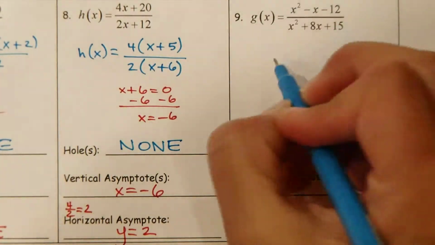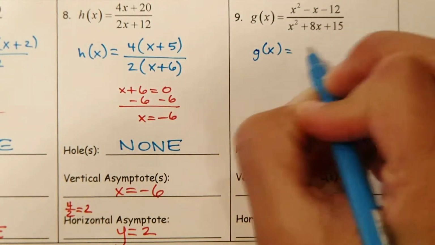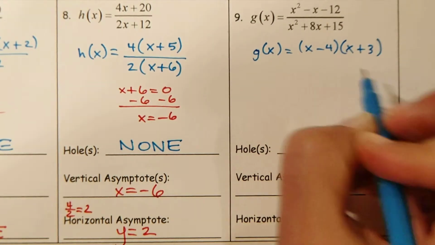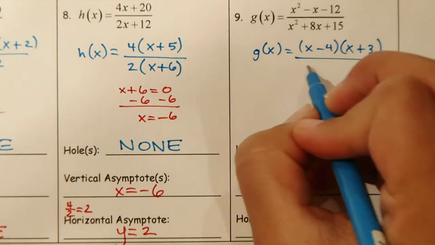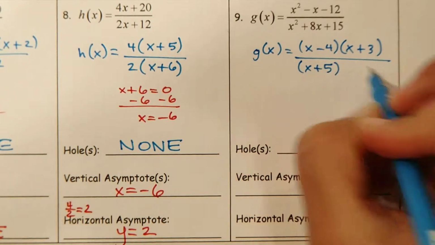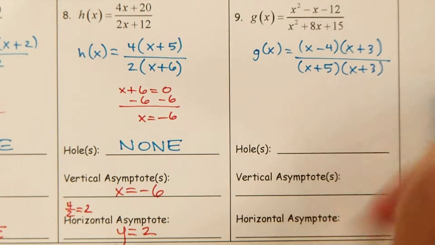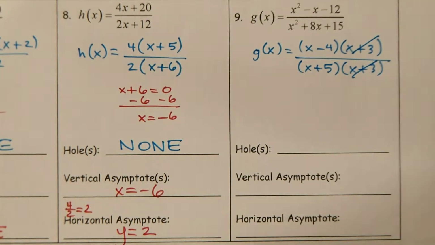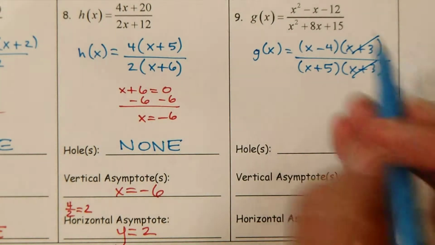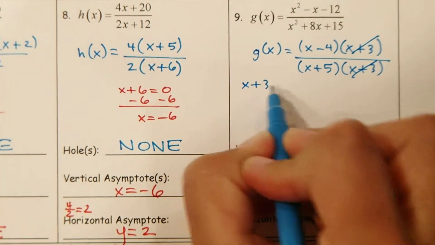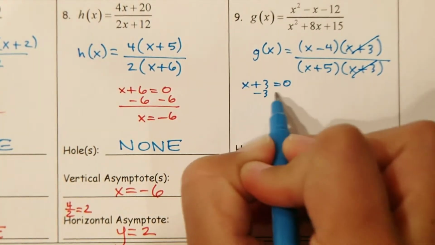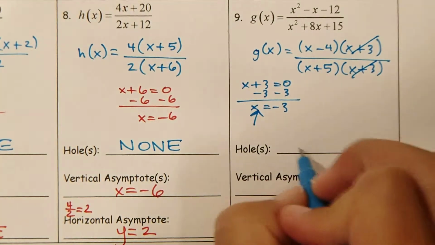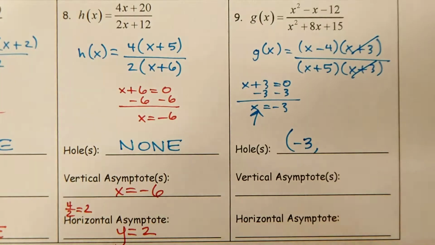Factor as usual. So g of x equals x minus 4, x plus 3 over x plus 5, x plus 3. So now we have a new situation here. We can reduce this x plus 3, x plus 3. That tells us there is a hole at this point. What you have to do, when I say at this point, that means you set that equal to 0. So the hole occurs at x equals negative 3. So the x coordinate is negative 3.